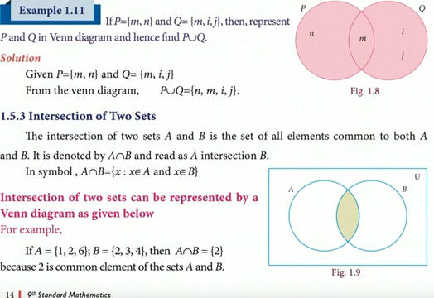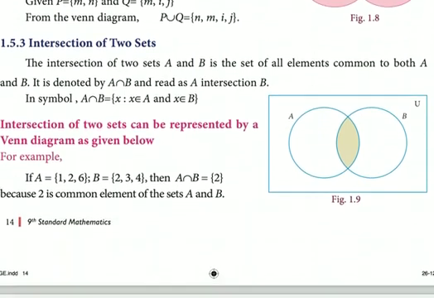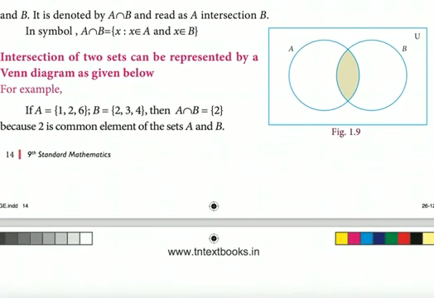Intersection of two sets. The intersection of two sets A and B is the set of all elements common to both A and B. It is denoted by A intersection B. In symbols, A intersection B equals {x : x belongs to A and x belongs to B}. It should belong to both. Intersection of two sets can be represented by a Venn diagram as given. This highlighted area is the intersection part. If A is {1, 2, 3} and B equals {2, 3, 4}, A intersection B is nothing but {2, 3}, because 2 and 3 are the common elements between A and B.